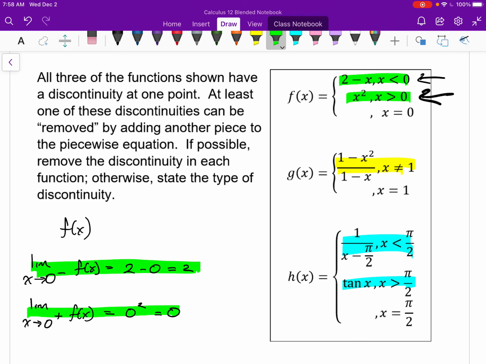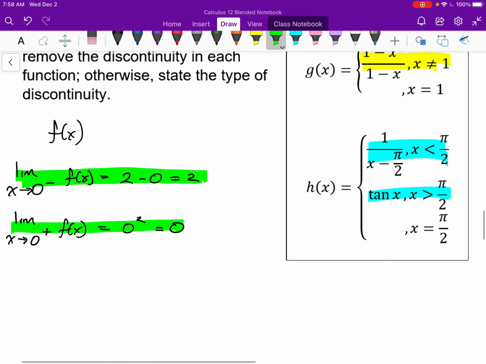So what does that tell me? That tells me as I approach from the left, the function is getting closer to 2. As I approach from the right, it's getting closer to 0. They're not the same. So that tells me this is a jump discontinuity. I might as well label that down. There's a jump here. It's a jump discontinuity, which means it cannot be removed. There's nothing I can do to fill in this gap.